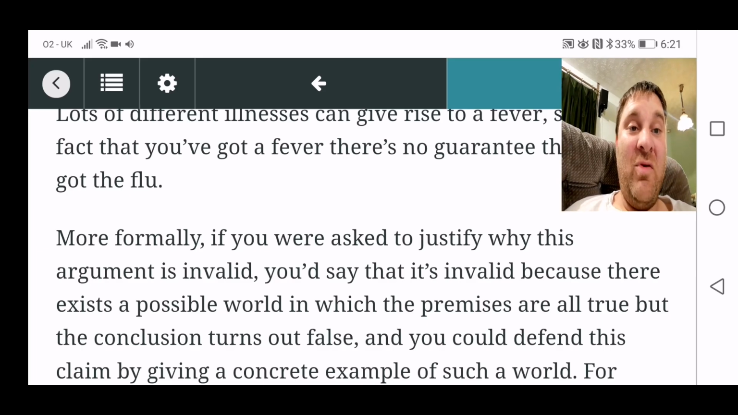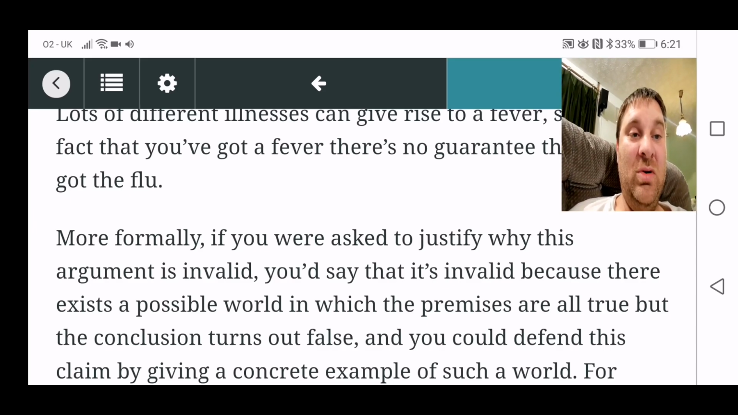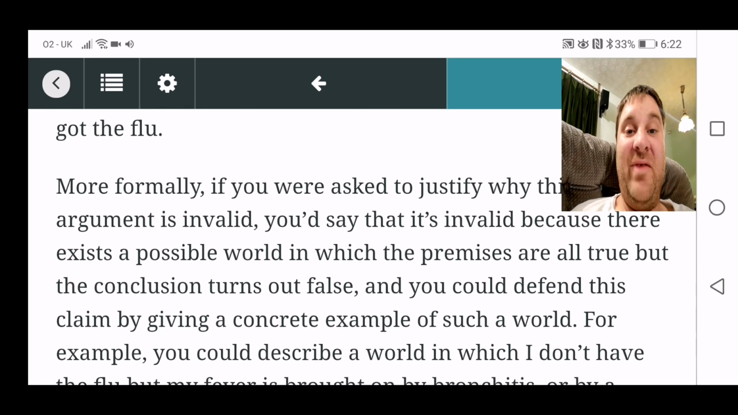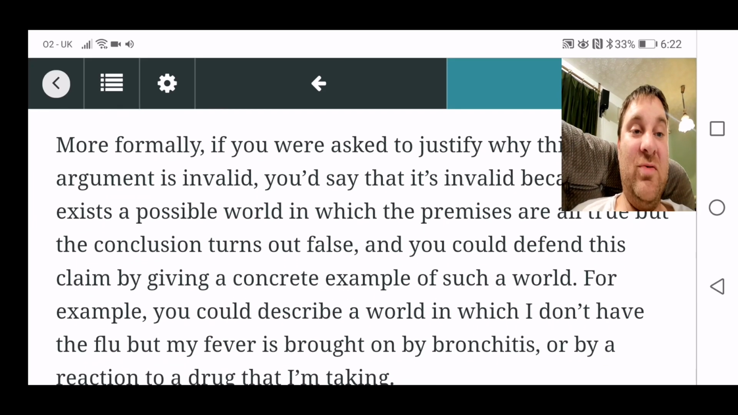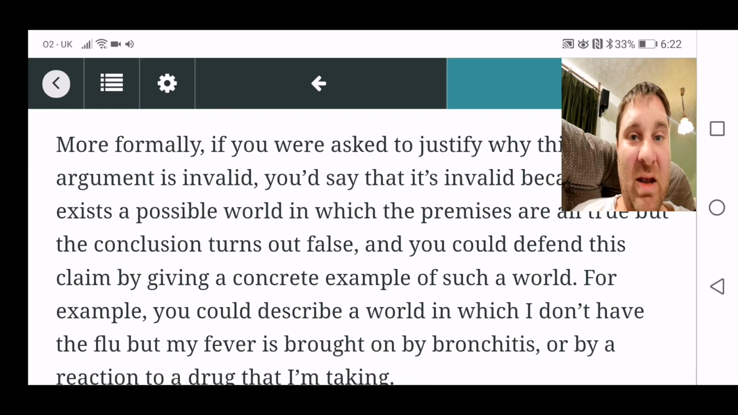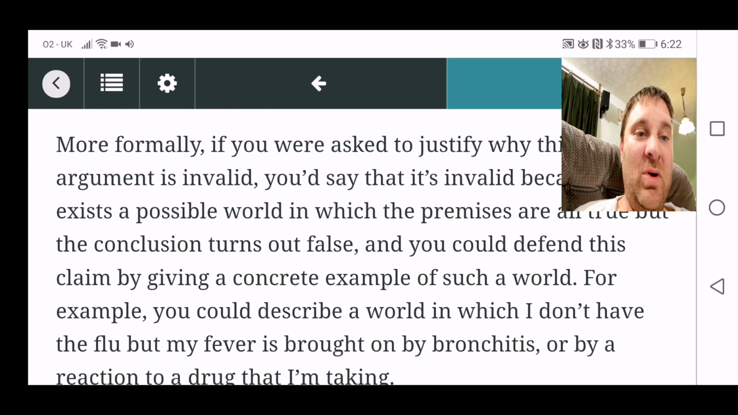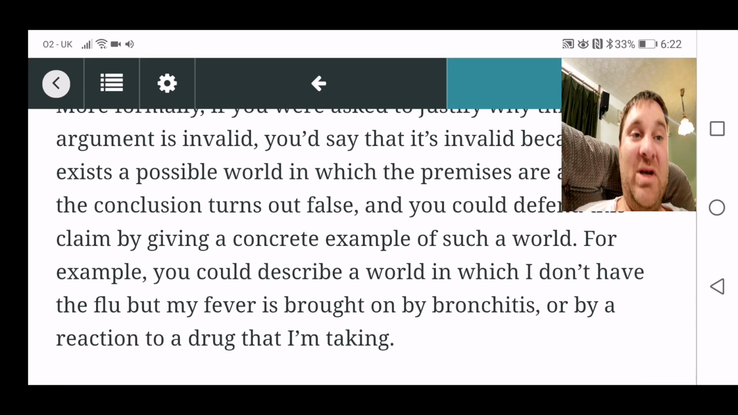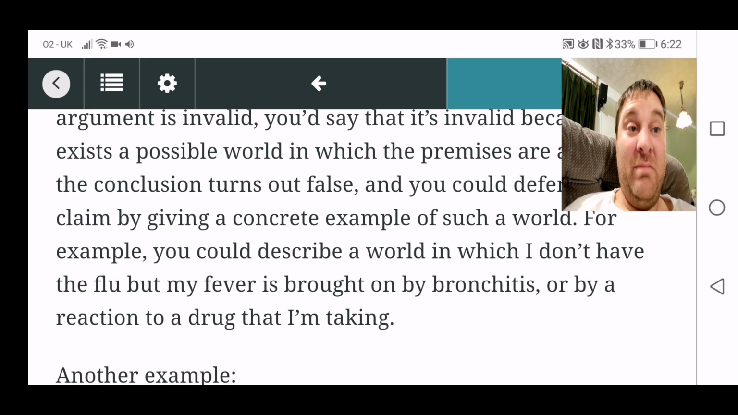More formally, if you were asked to justify why this argument is invalid, you'd say that it's invalid because there exists a possible world in which the premises are all true, but the conclusion turns out false. And you could defend this claim by giving a concrete example of such a world. For example, you could describe a world in which I don't have the flu, but my fever is brought on by bronchitis, or by a reaction to a drug that I'm taking, called medication.